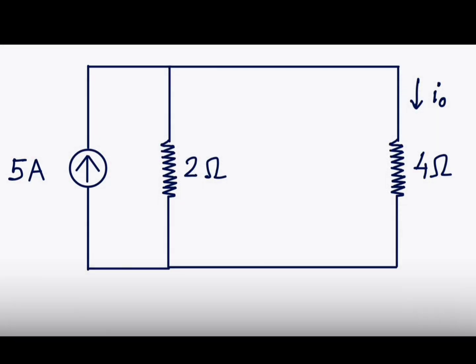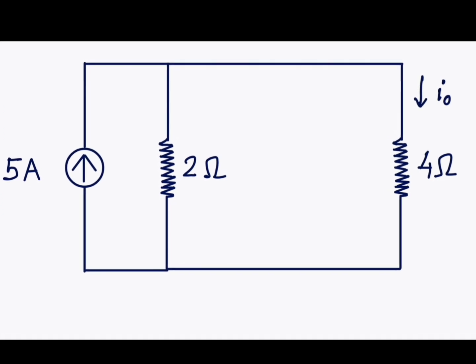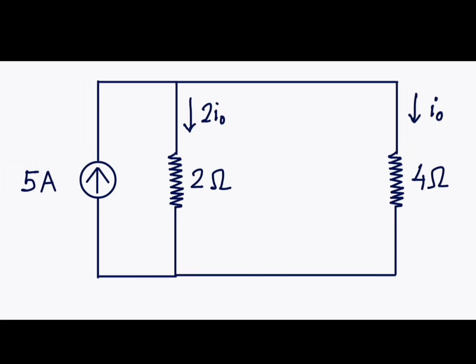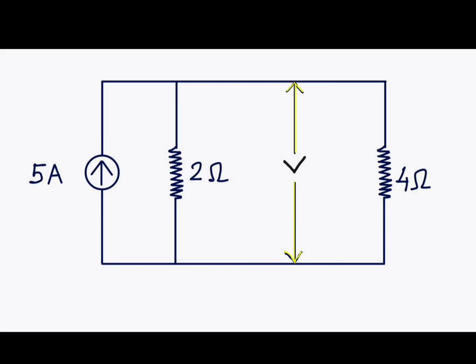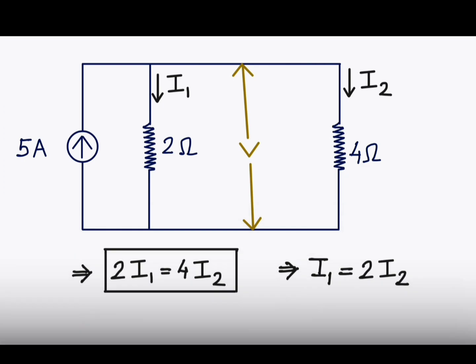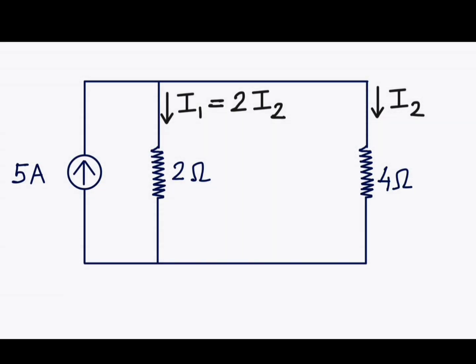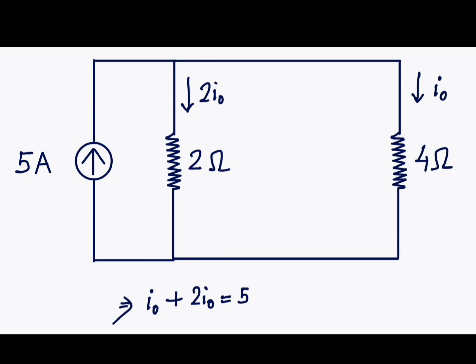If we look back to the earlier circuit, if we assume current I0 is flowing through the 4 ohm resistor, then double the current, 2 I0, will flow through the 2 ohm resistor, as 2 ohm is half of 4 ohm. As we can see, both the resistors are in parallel and the voltage across them is the same. So more current will flow where there is a less resistive path. Since the voltage is the same across both the resistors, I1 is double of I2. So double current will flow through the 2 ohm resistor.